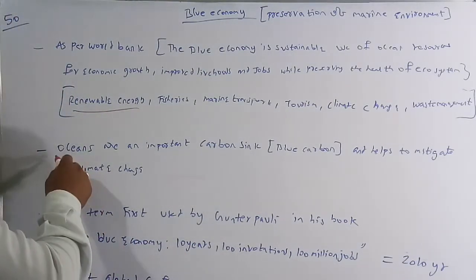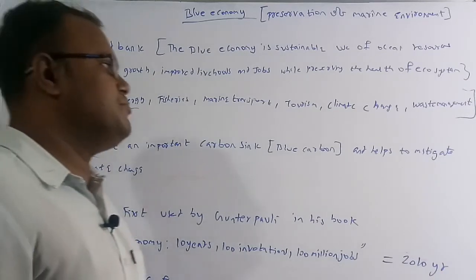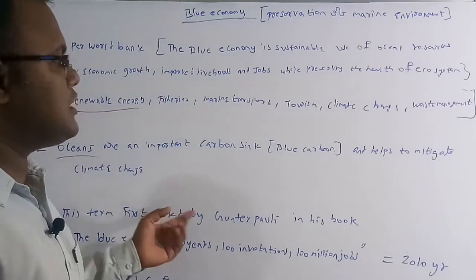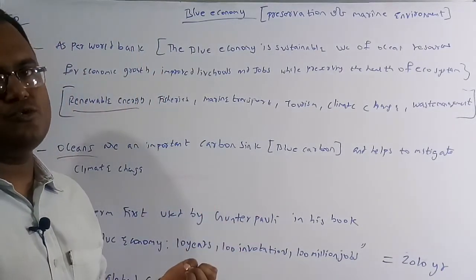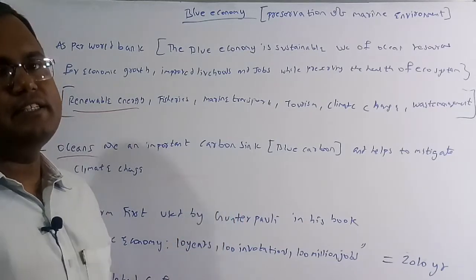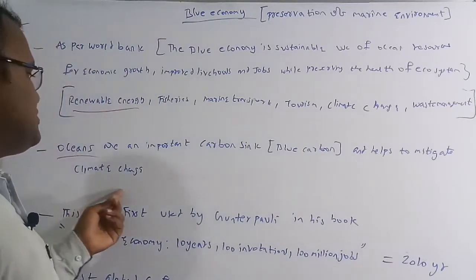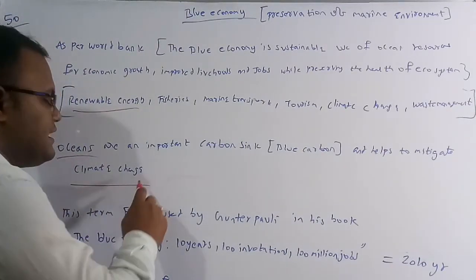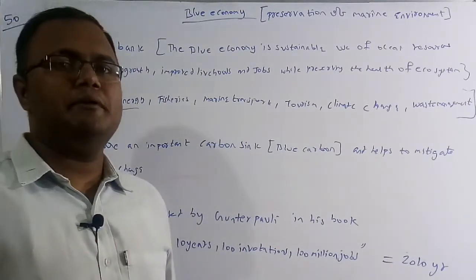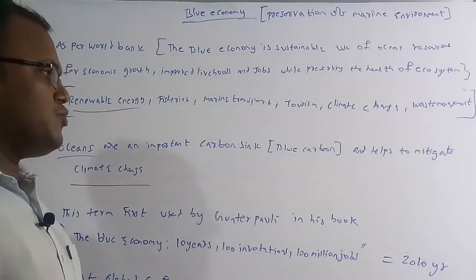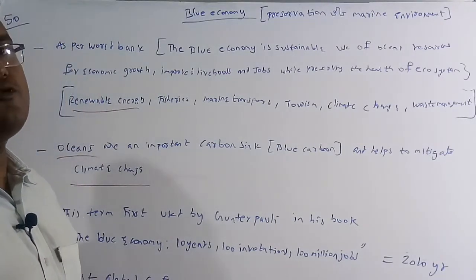Therefore, oceans are an important carbon sink. Means blue carbon. Especially these oceans act like a carbon sink. So a large amount of carbon can be sunk in the oceans, and it also helps to mitigate climate change. If oceans were not there, there would be a lot of climate problems. Without these oceans, all these climate problems could not be solved.